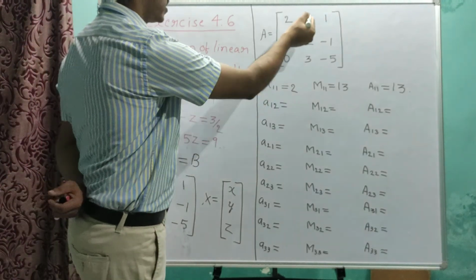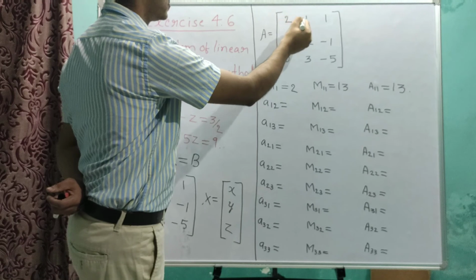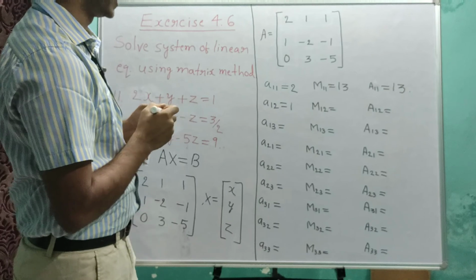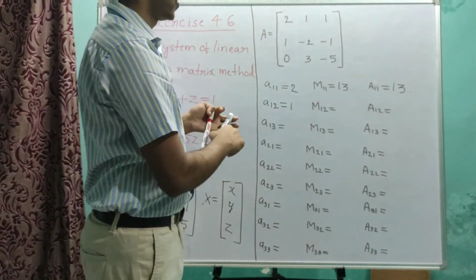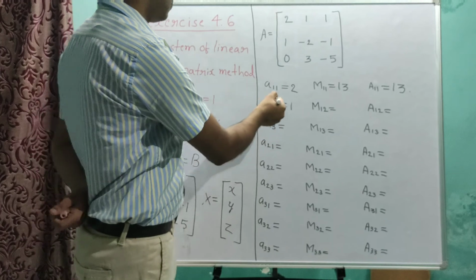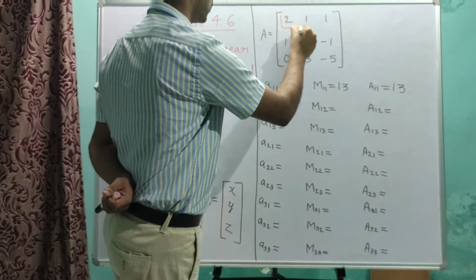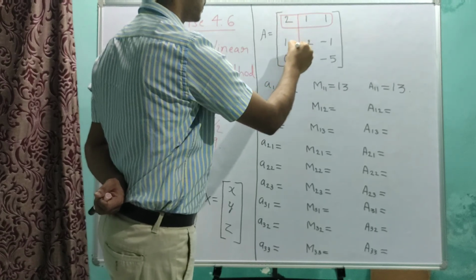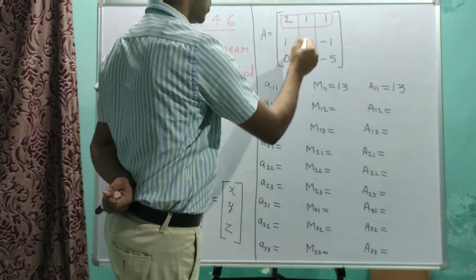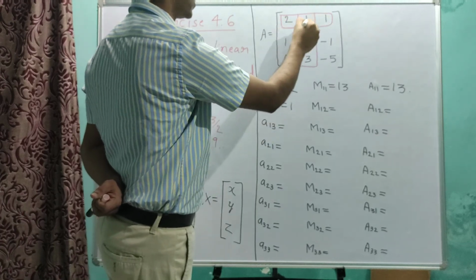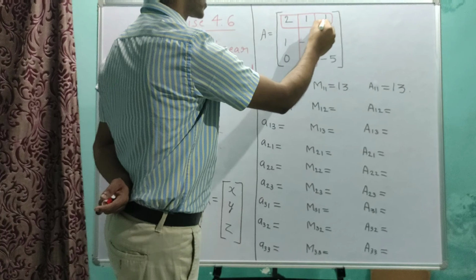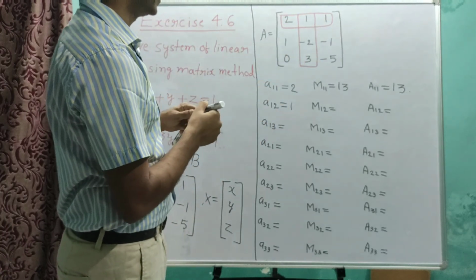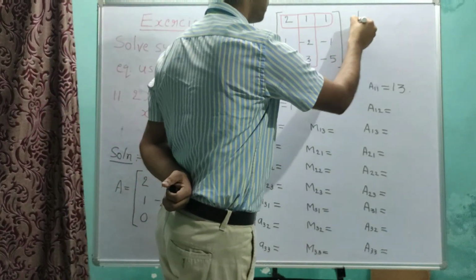Now A12 means the second element in the first row, that is 1. Its minor is denoted by M12. Again, what we have to do: A12 lies in the first row and second column. So this 1 lies in the first row, second column. So exclude the elements in the first row, second column. So consider the determinant of the remaining elements.